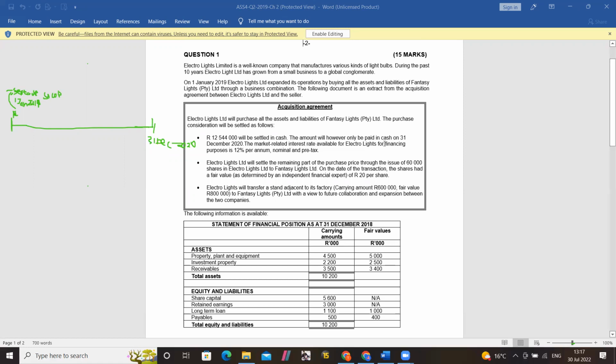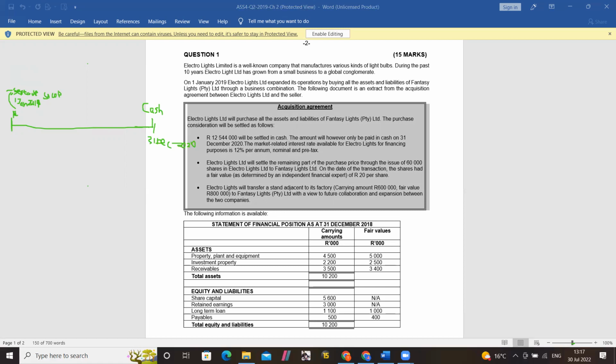Then they said the amount will be paid, then a market related rate is available for Electrolytes for financing purposes, right? So we know that here we have the cash payment. So when you are busy reading the scenario, you always write on your timeline, right? So that you don't forget that here we're expecting that cash payment, right? It's just hard to illustrate with this mouse.